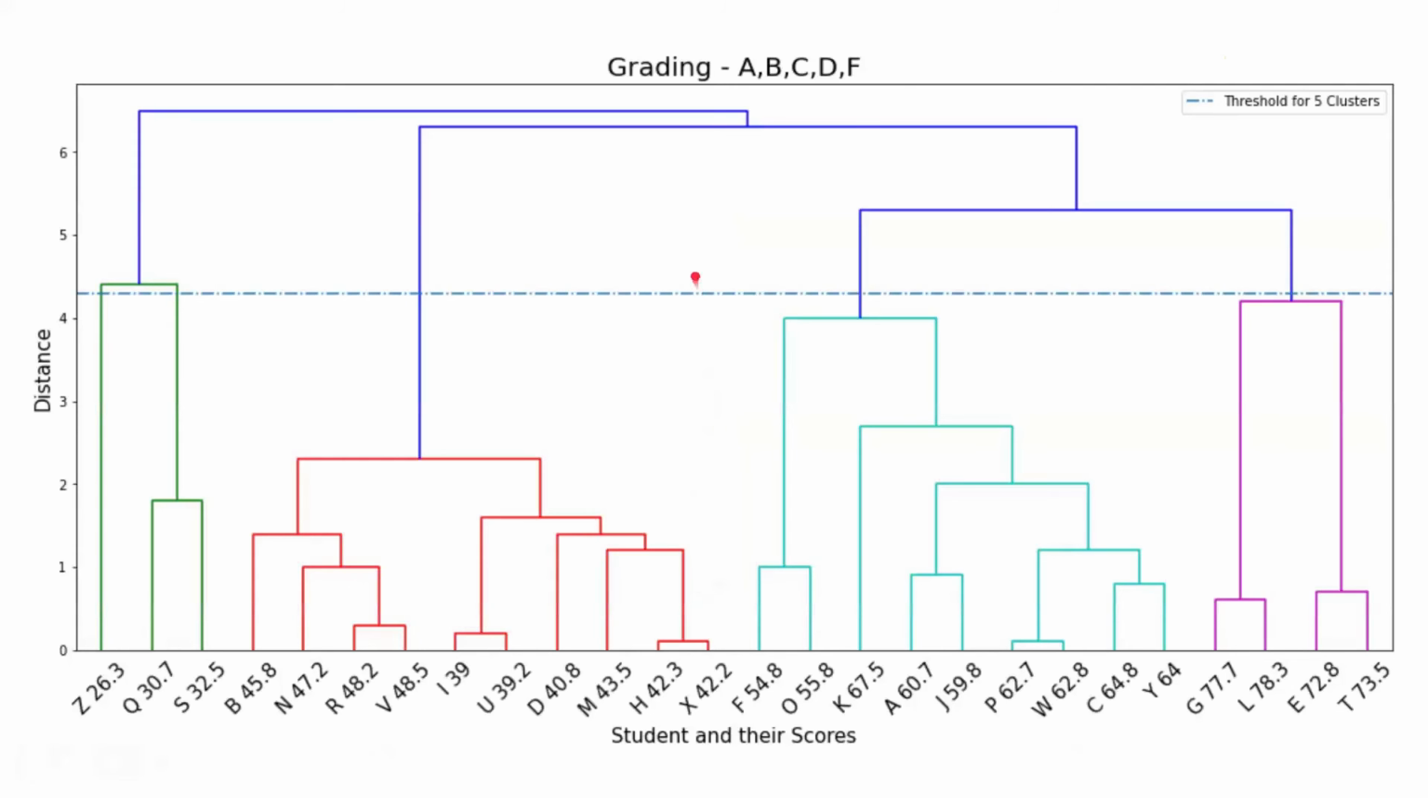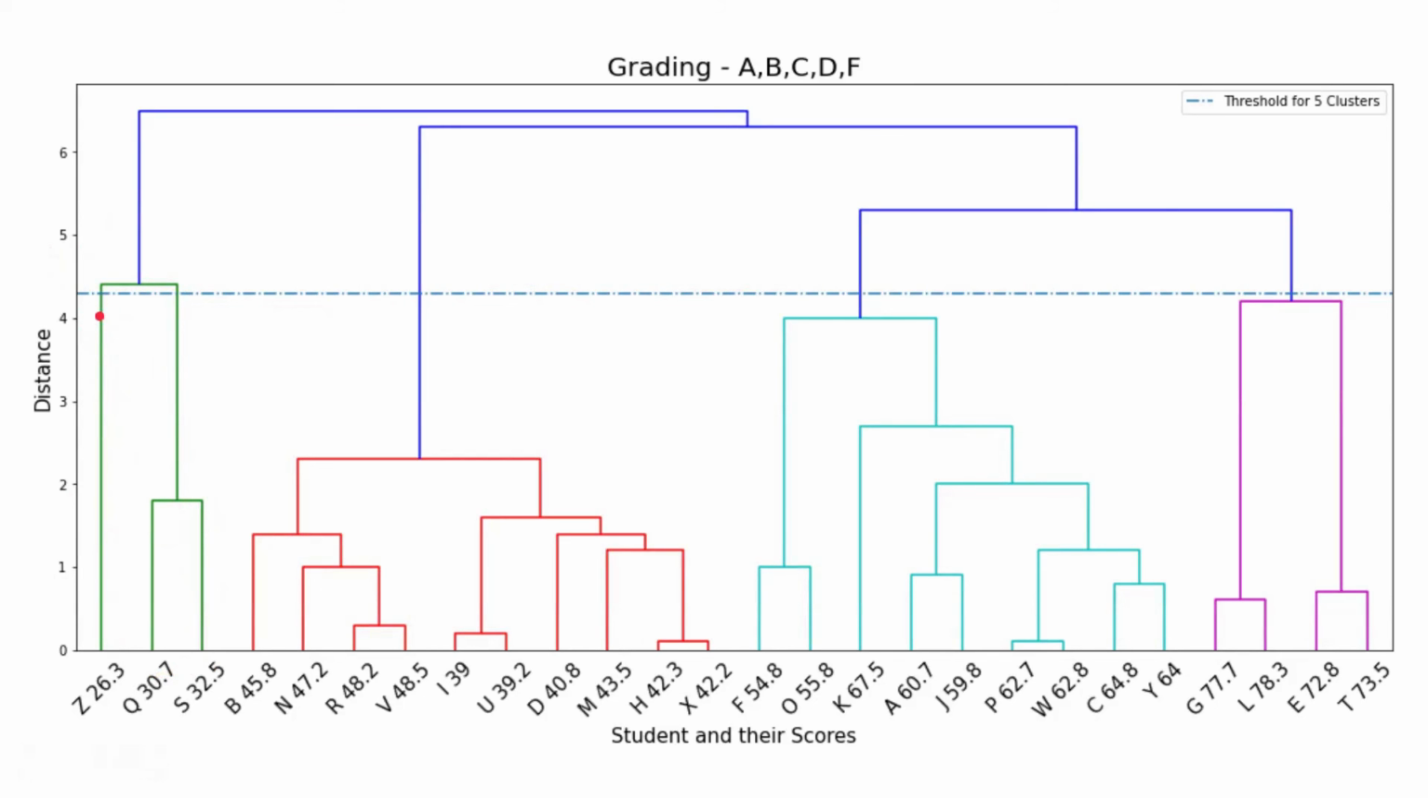Now let us have a look at part B. In part B, we need to assign 5 grades: A, B, C, D, and F. Hence, we need to decide a threshold such that the number of clusters is 5. So if we reduce the threshold level, then we can find 5 clusters. The only difference between part A and part B is that instead of this green part being one cluster, it has actually been split up into 2 clusters now. So now Q and S are part of one cluster, and only Z is part of another cluster.